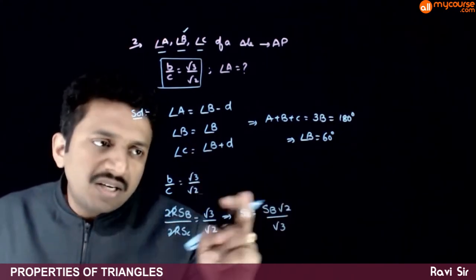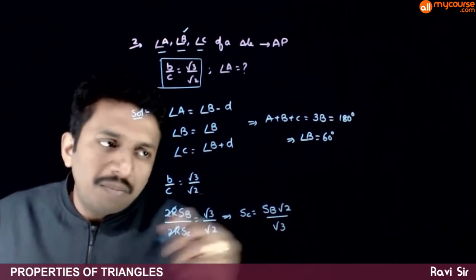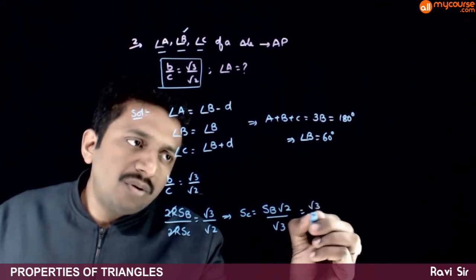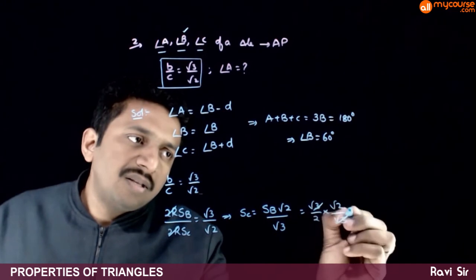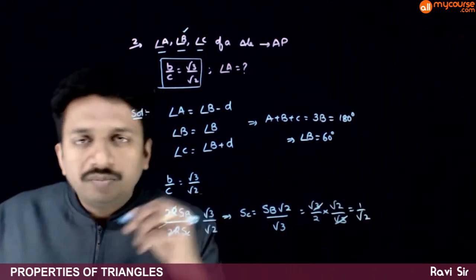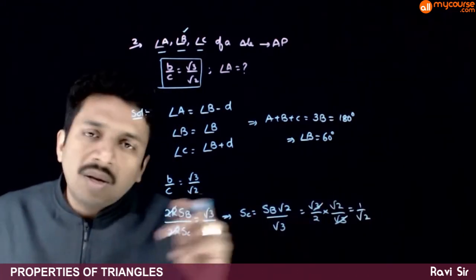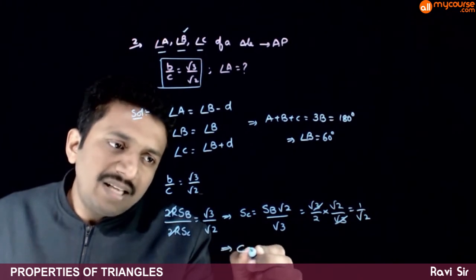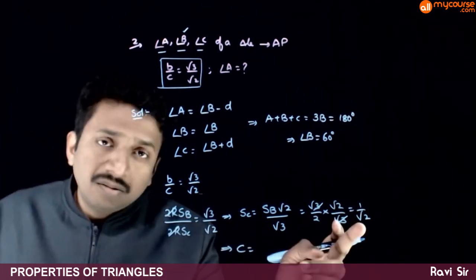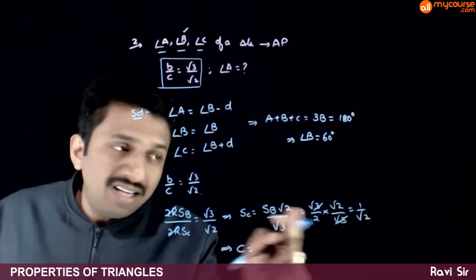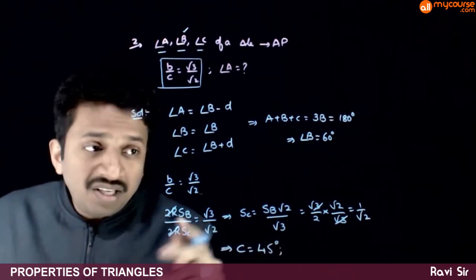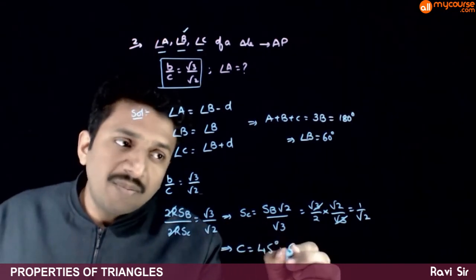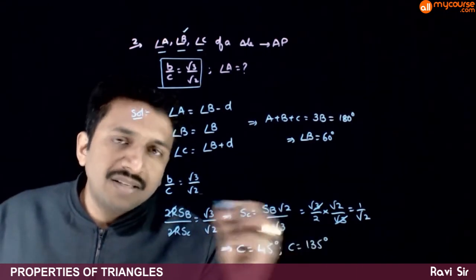But B is equal to 60 degrees, so sine B is root 3 by 2. That's equal to root 3 by 2 times root 2 by root 3. That is equal to 1 by root 2. So sine C is 1 by root 2. This implies C is equal to, if the angle C is acute, C has to be equal to 45 degrees. If C is obtuse, C can be equal to 135 degrees.